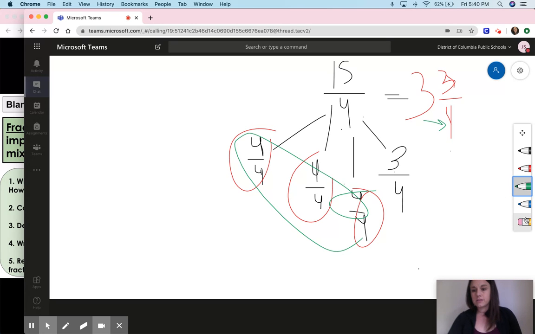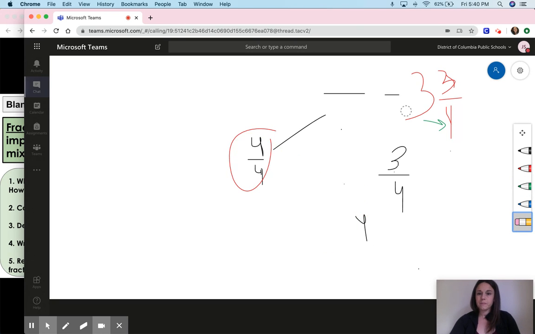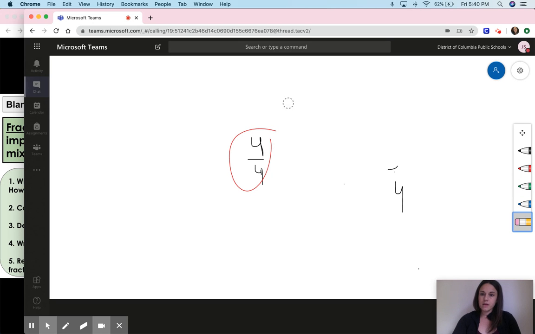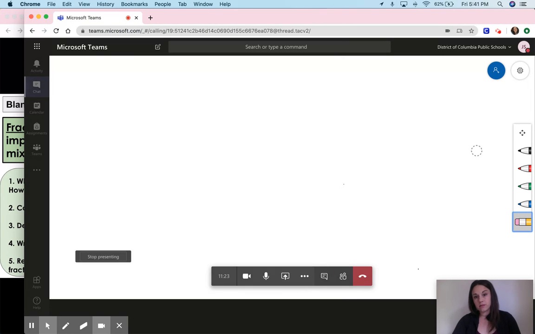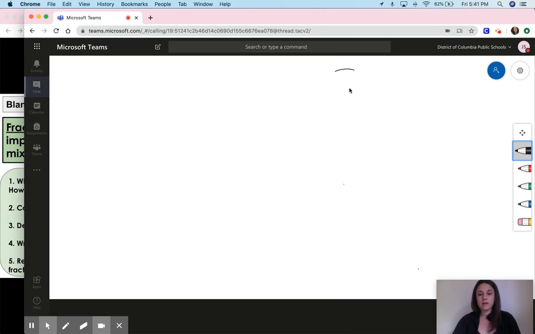All right, let's do another one. Erase, erase, erase. I like this tool. It's cool, right? All right. 3 and 2/7. Let's go the other way now. If you know how to do what we just did easy, you can do this one easy.